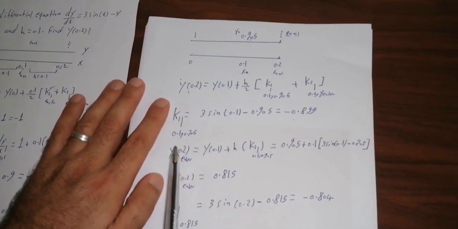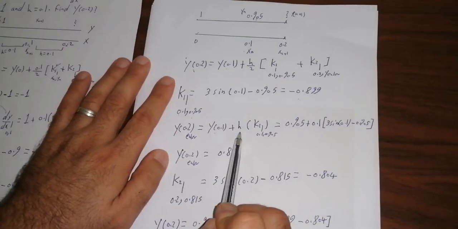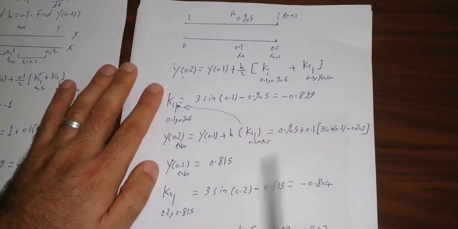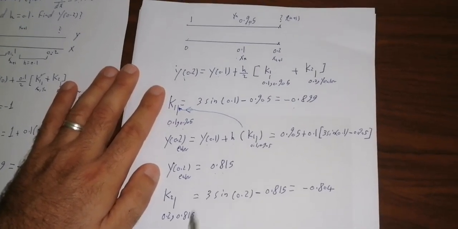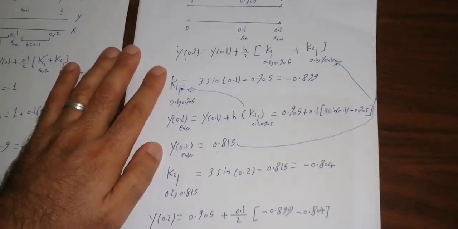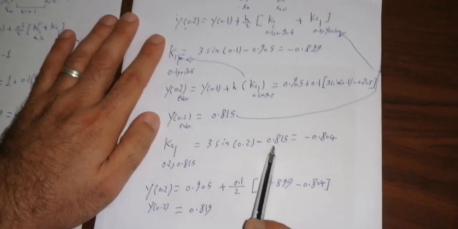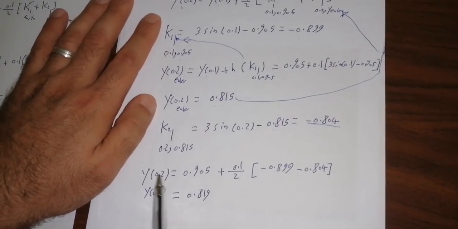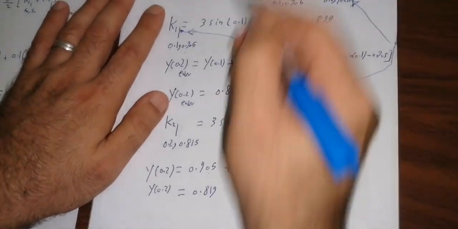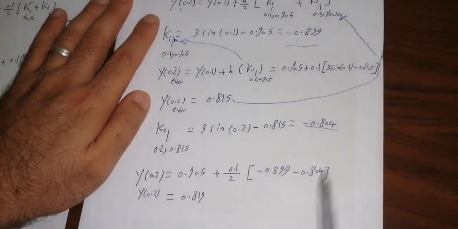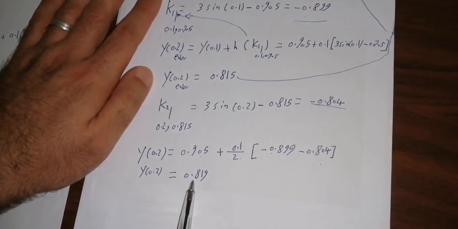Y Euler at 0.2 equals y at 0.1 plus h times k1. So this will equal 0.815, Euler. I substitute this y Euler directly to find k2. K2 equals 3 sine minus y, 0.8, which will equal 0.804. So I will use the law directly. yn plus 1 equals yn, 0.905, plus h over 2 times k1 plus k2, which will equal 0.819. So y at x equals 0.2 will be equal to 0.819.